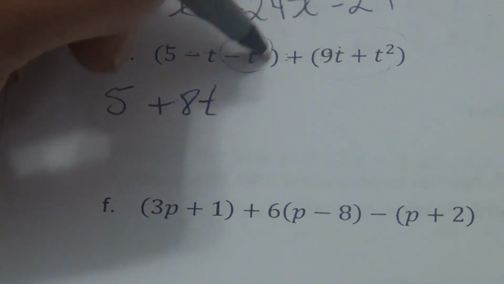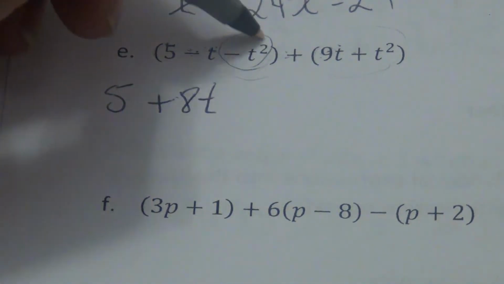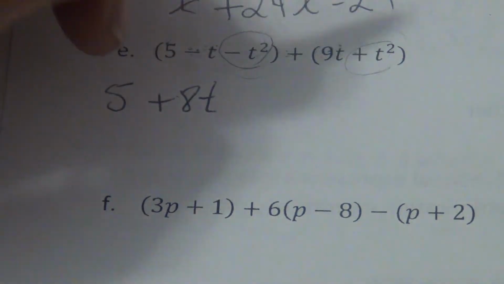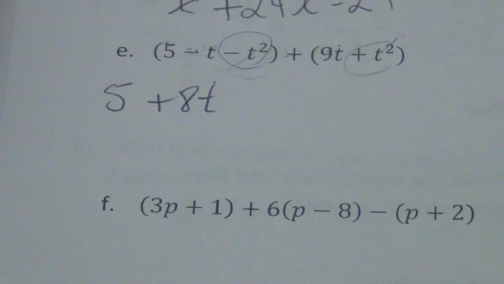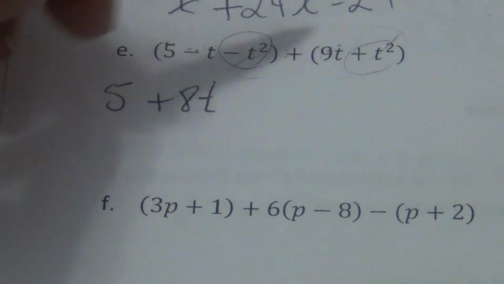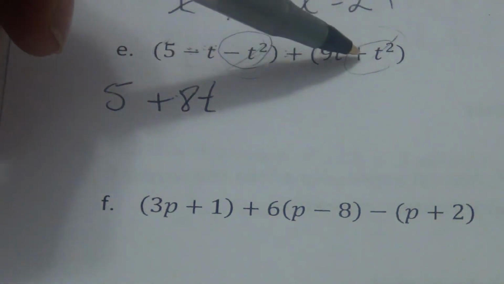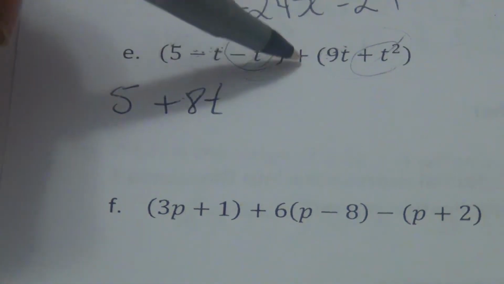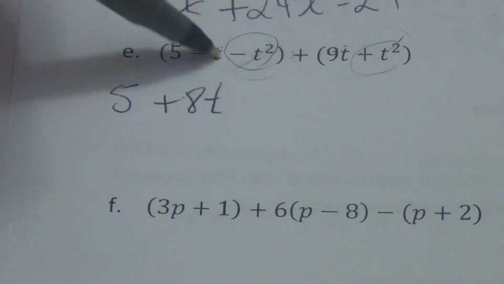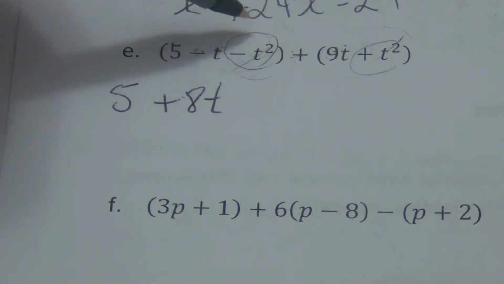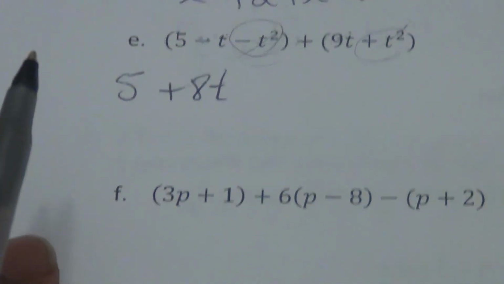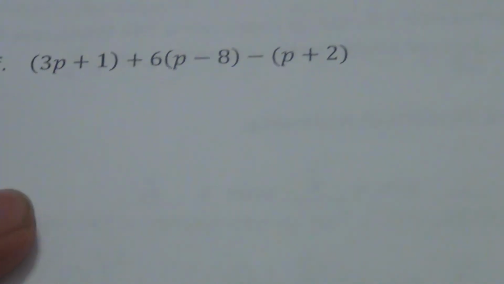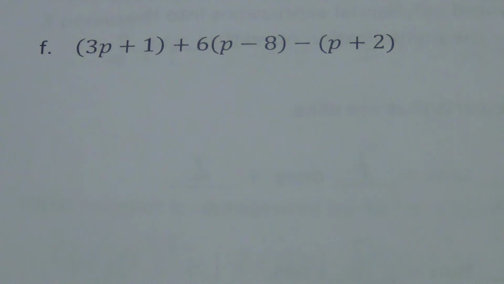Now we're going with negative t squared plus positive t squared. Nothing. Remember the additive inverses. Positive t squared, negative t squared, and you're adding, so they cancel each other out. Got it? Okay. And let's do this one now. Now you are going to do it on your own. I'm just gonna help you in a little while.